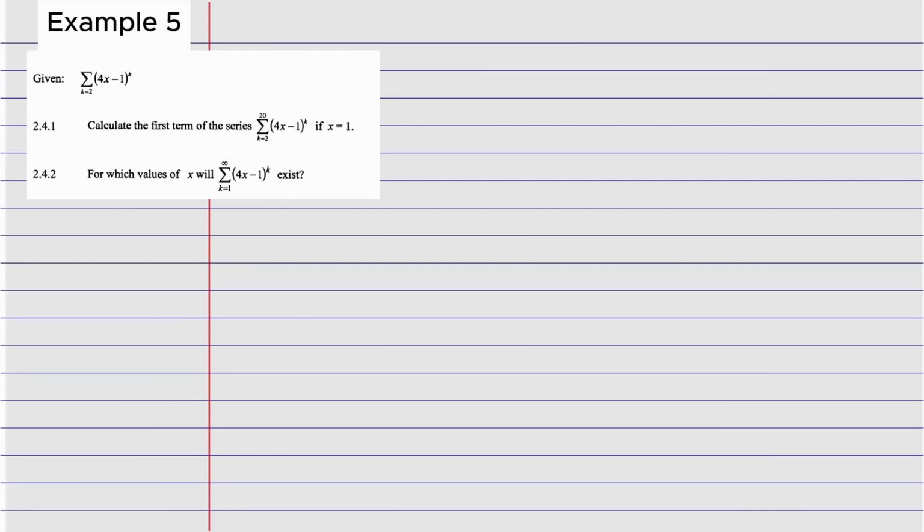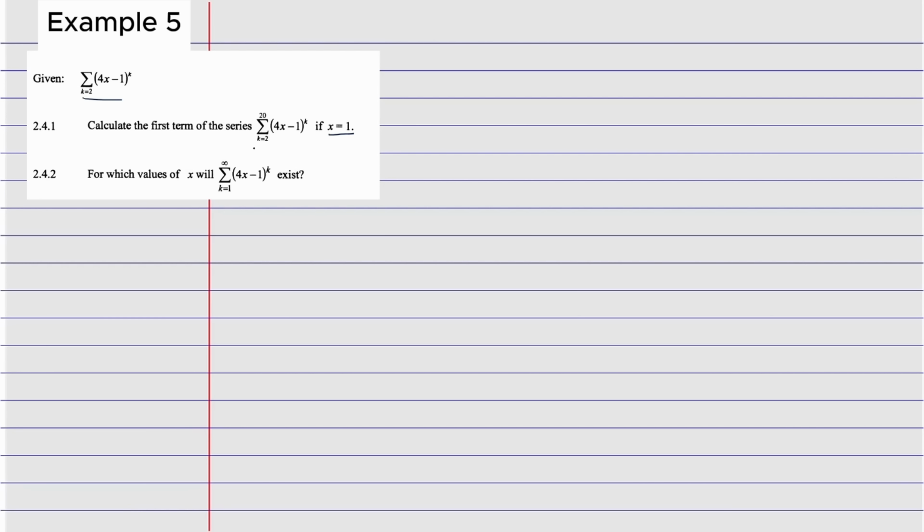So now let's do example 14. It says given that k starts at 2 till 20, then the first question says: calculate the first term of the series when x is equal to 1.